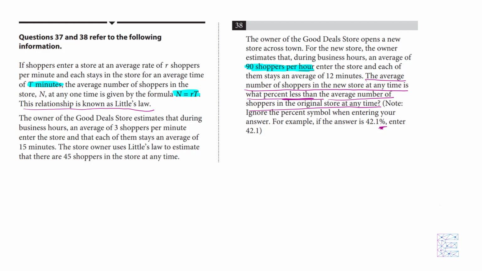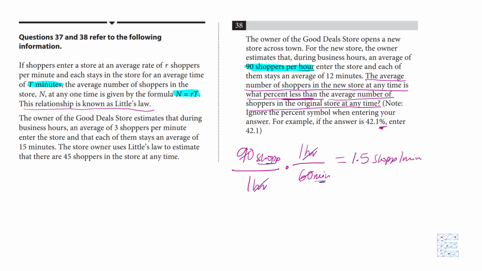All right, so we know that we have 90 shoppers per hour. We want to convert this to shoppers per minute. So we want to use this conversion. We know that 1 hour is 60 minutes. And thankfully, the hours cancel. That's the whole point. So we're left with shoppers per minute. Now let's simplify this, and when you do the math, this is of course a calculator section, you end up having 1.5 shoppers per minute.